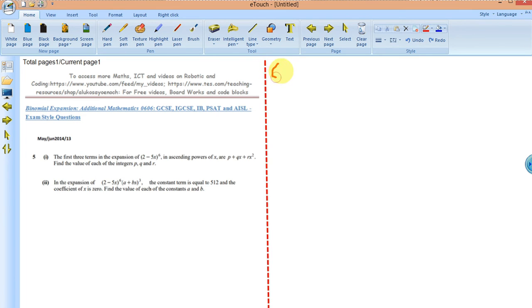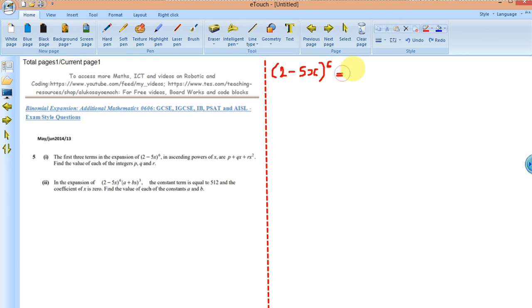So using combination, the first term there is 2, and the second part is 5x. As 2 is decreasing, 5x will be increasing, raised to the power of 6. But actually I want the first three terms, right? The first three terms. So let's get started now.